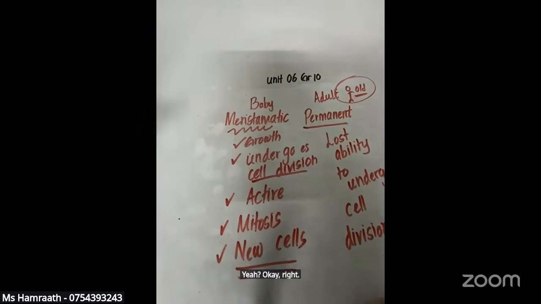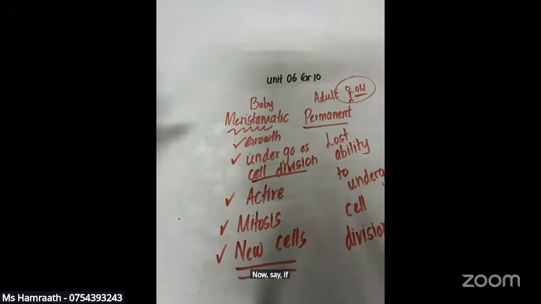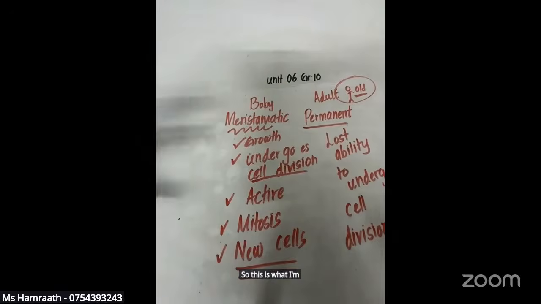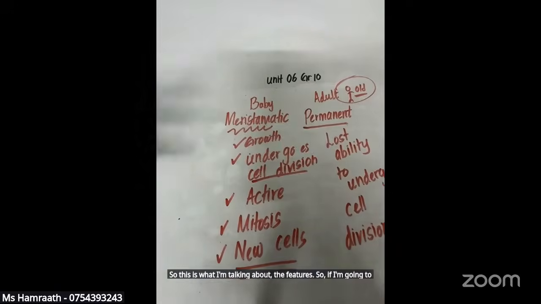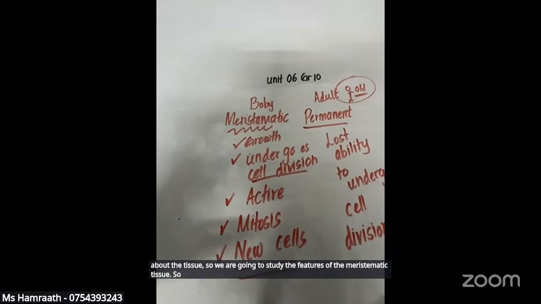Now we are going to study the features of meristematic tissue. Now features in the sense, what do you mean by features? Say if I'm talking about a baby, I will say this baby is this much of weight, baby can do this one, that one, the baby is living here and there. So this is what I'm talking about, the features. If I'm going to describe the tissue, we are going to study the features of the meristematic tissue. So features are very important.